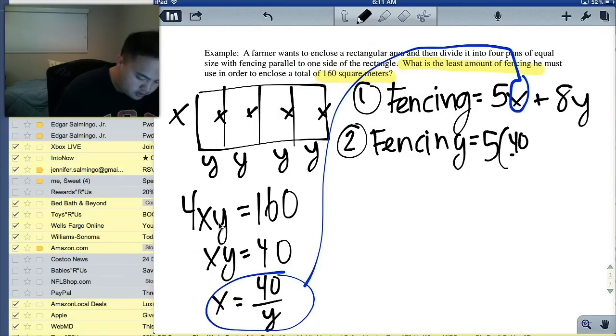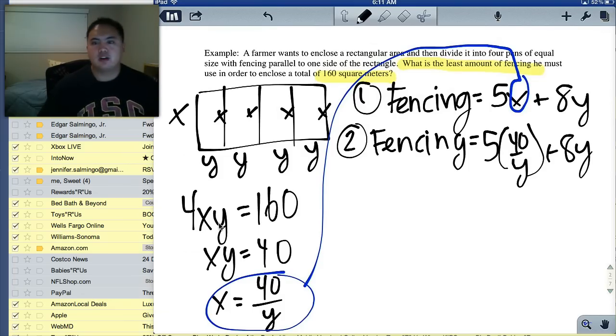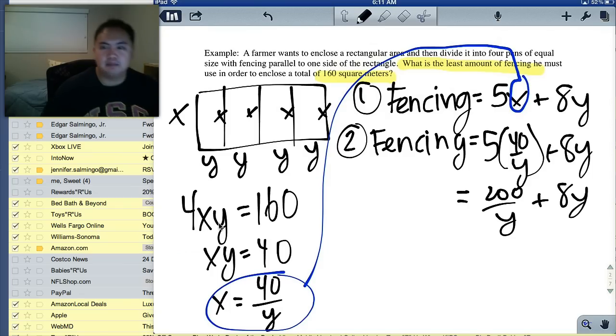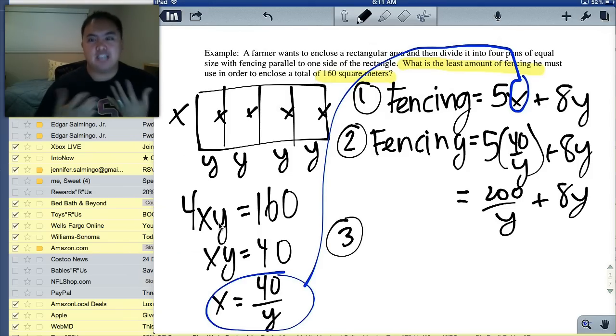40 over y plus 8y. Okay, so far? And then when I multiply this out, I'm going to get 200 over y plus 8y. And these I can't combine. Okay? Now I have an equation that I want to find the minimum, and I have it in one variable. So step 3 is all we have to do is do the absolute maximum minimum process. Take the derivative, set it equal to 0, solve for that number, and plug it back into the original equation.